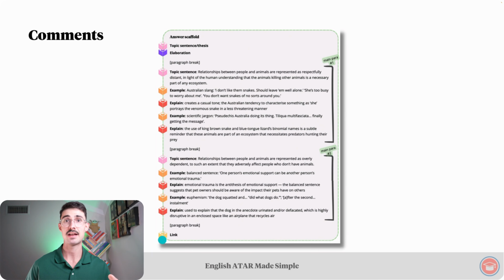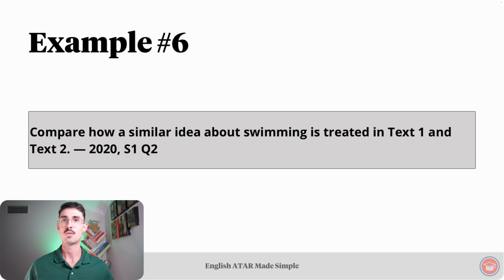Moving on to our 6th and final example, it is: compare how a similar idea about swimming is treated in text 1 and text 2. One last time, if you can't remember these texts, go and read them from the PDF study notes in the previous lesson. This is our completed diagram from the previous lesson.